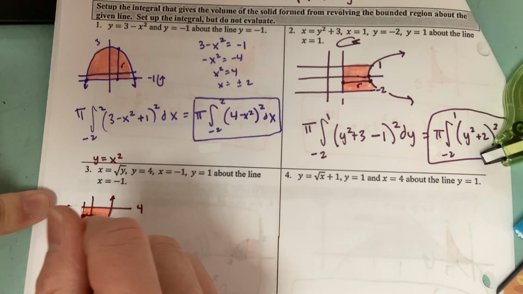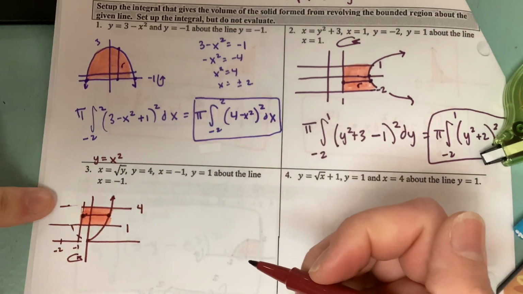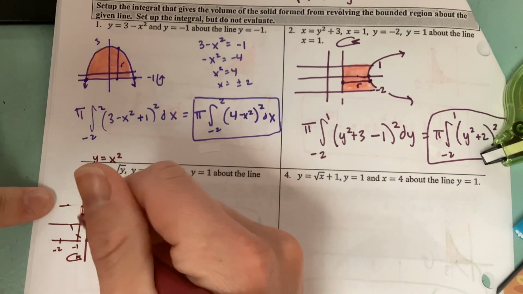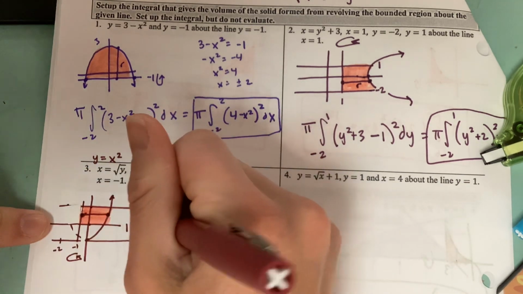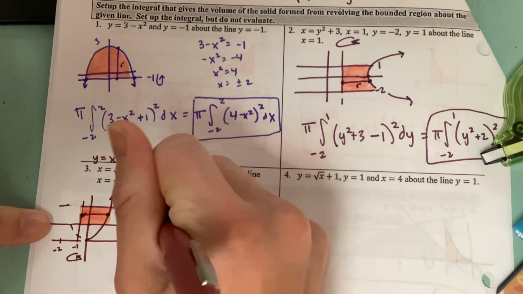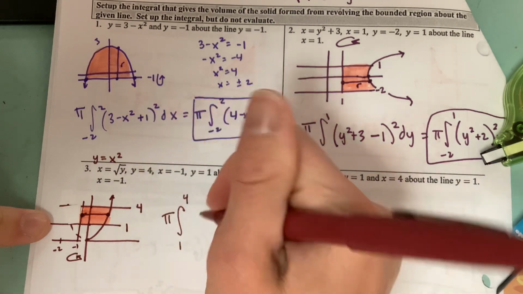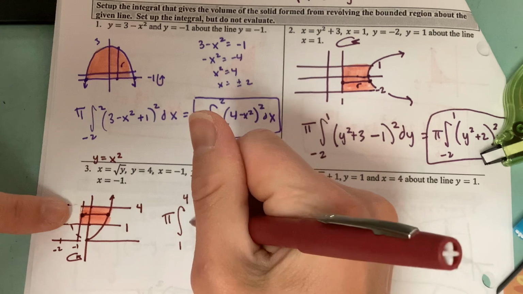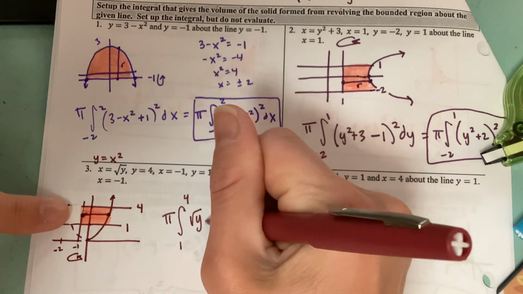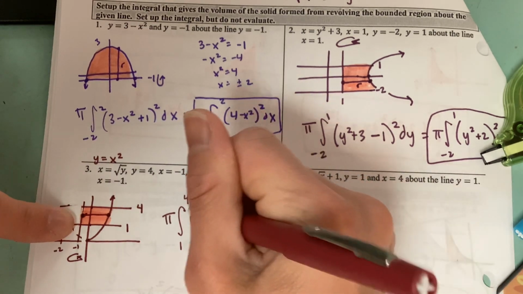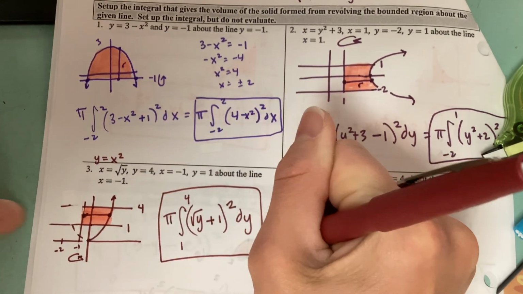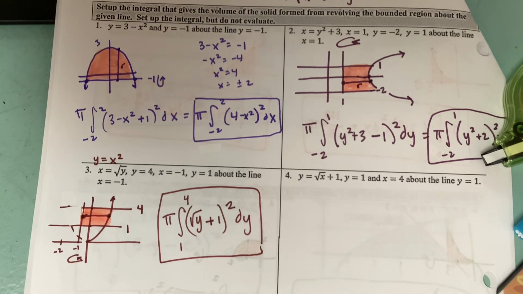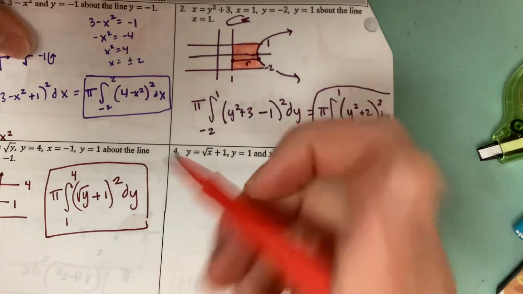So for my radius, it is going to be right minus left. My bounds are going to be from 1 to 4. So pi integral 1 to 4, and then the right is going to be the square root of y minus the left, which is going to be -1. All of that being squared dy. Should have drawn my picture bigger. All right, let's do 4.